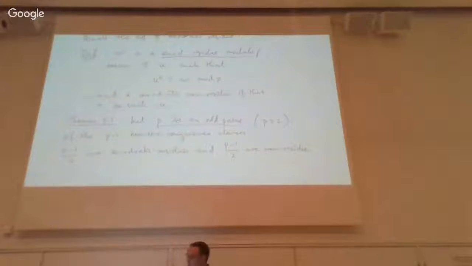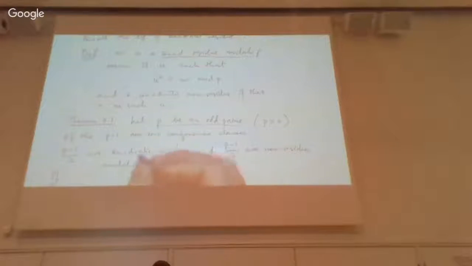Of course, if p is an odd prime number, then p minus 1 is even, so p minus 1 over 2 is an integer. But you can split the non-zero congruence classes into two halves. I haven't said it there: congruence classes are quadratic residues, of course, modulo p.